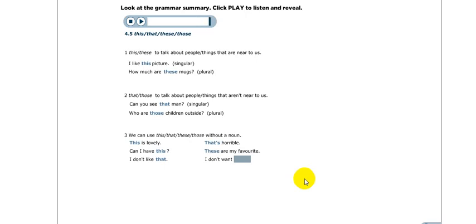I don't want those. What we conclude from this exercise is that this, that and their group can replace the noun or the object. So that is very important, and this, that is coming with the singular. These, those is coming with the plural.